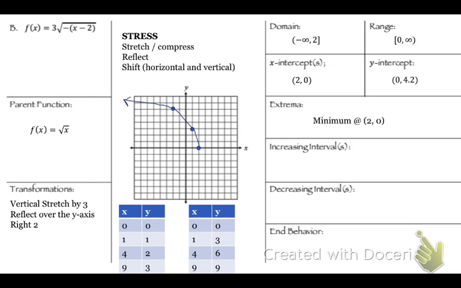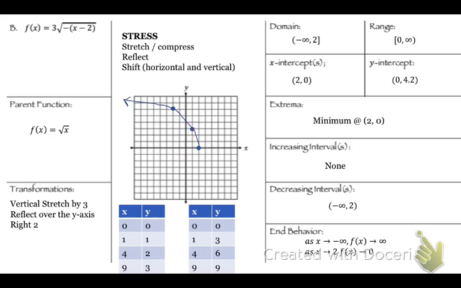Extrema: there's a minimum at (2, 0). It's never increasing, it's decreasing from negative infinity to 2. And as x goes to negative infinity, f of x goes to 0. And then as x goes to 2, since this doesn't go to negative or positive infinity and it stops right there at 2, we're going to say as x goes to 2, f of x goes to 0.